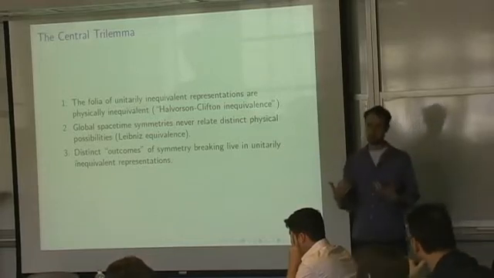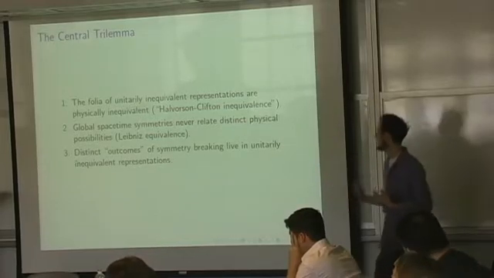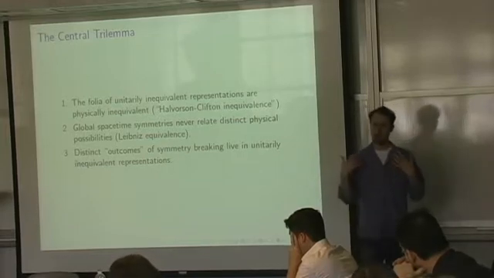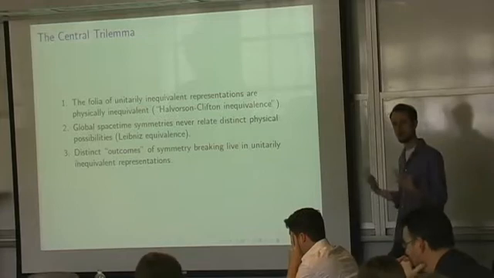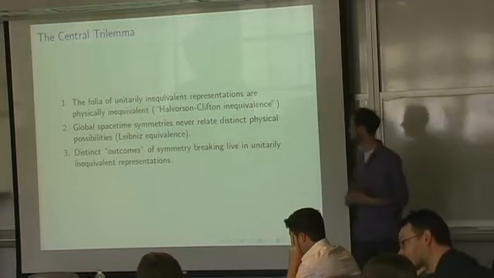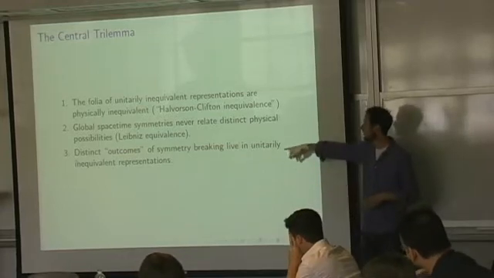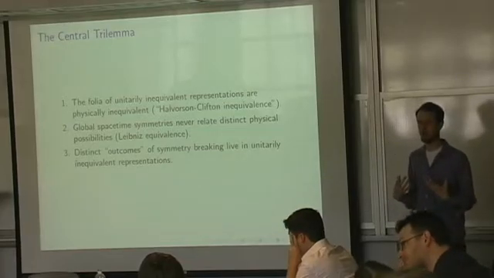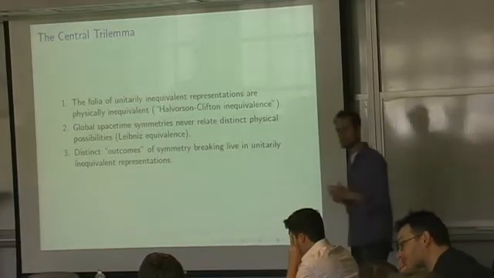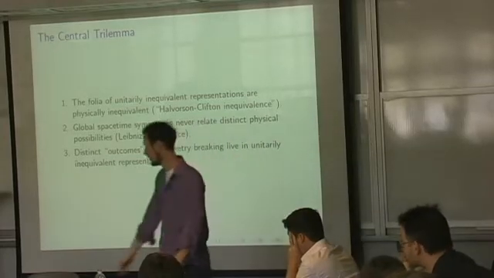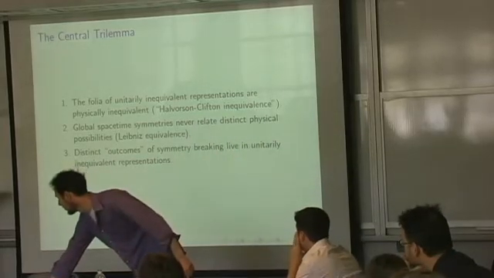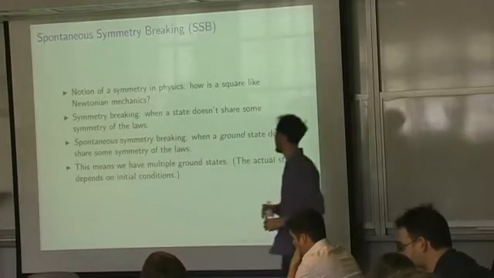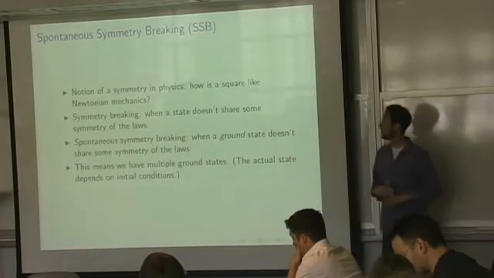And it's going to turn out that when space-time symmetry is broken, these global space-time symmetries, which look like they should never relate distinct physical possibilities to each other, are nonetheless going to relate states that live in unitarily inequivalent representations, which by the first point in the trilemma, it looks like they should be physically inequivalent. Okay, most of the talk is going to be expanding on this trilemma, so if you don't get it yet, that's cool. You will, I hope.